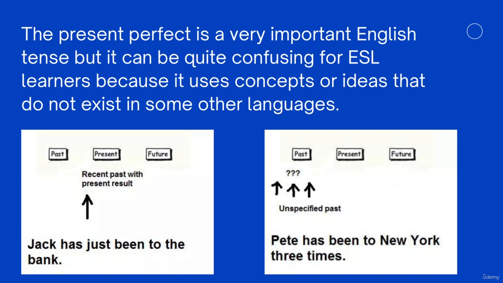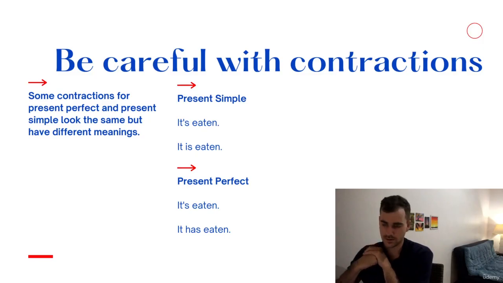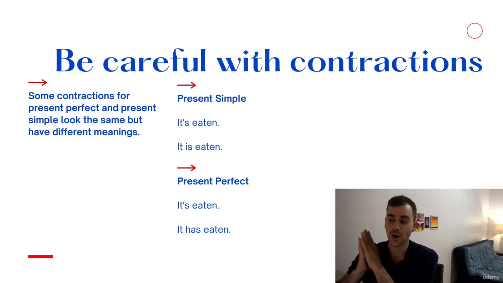The present perfect is a very important English tense, but it can be quite confusing for ESL learners because it uses concepts or ideas that do not exist in some other languages. Another general tip is to beware or be careful with contractions. Some contractions for present perfect and present simple look the same but have different meanings.